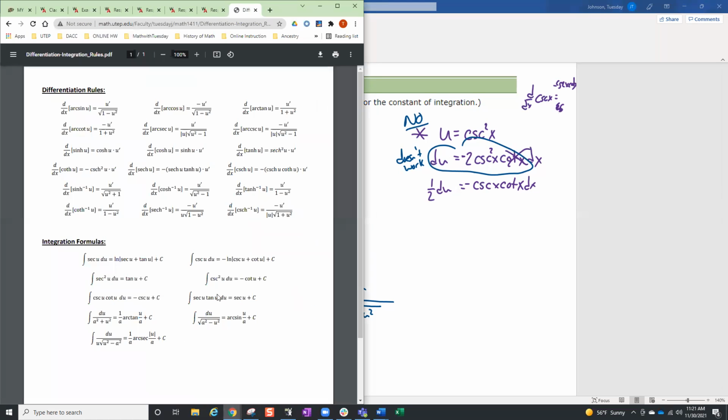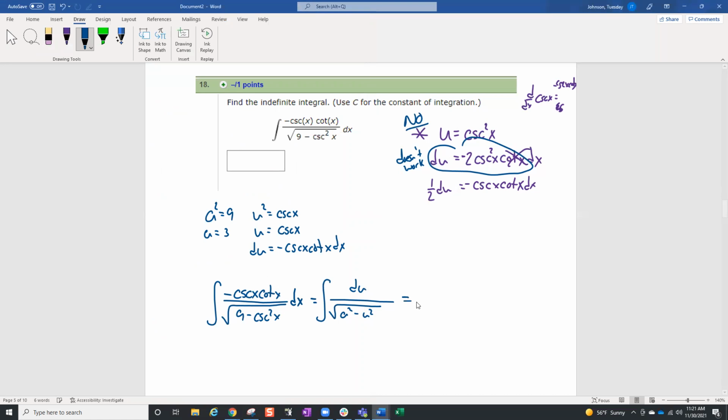I'm sorry, my head's really just not in it. Okay. When we have a squared minus u squared, we set up the arc sine formula. This will be arc sine of u over a plus c, and we reverse our substitution. This is arc sine of cosecant x over 3 plus c.